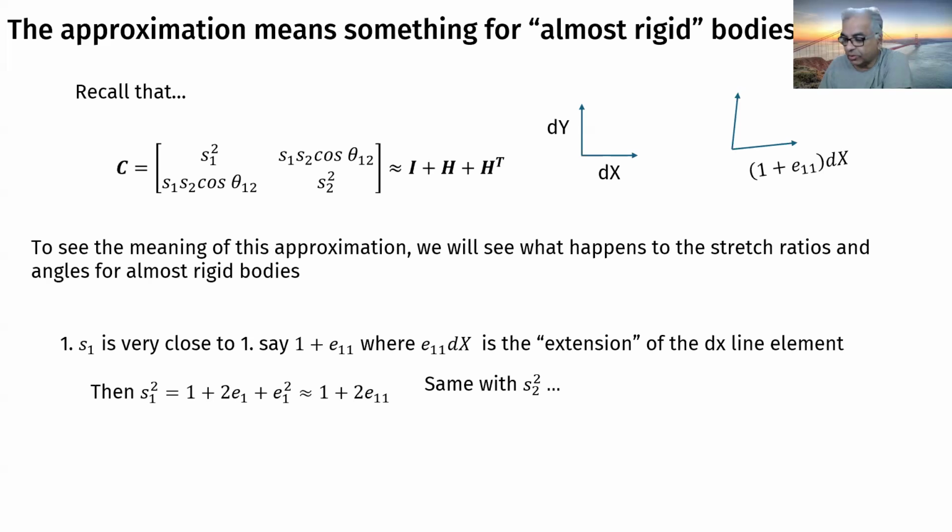I can do the same thing with S2, and you can see that in the picture there. S2 squared is 1 plus 2E22. So it does not give me 1 plus E11. You can see that it gives me this pesky 2, and that we'll have to take care of. We will think about that later.